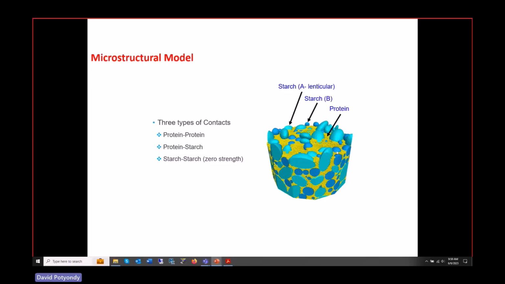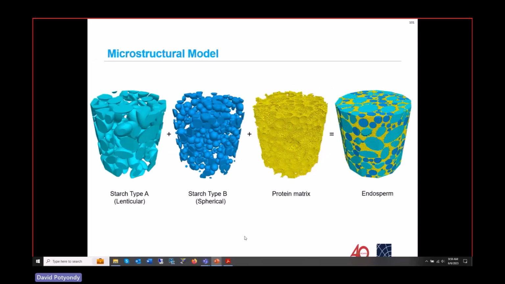And so we basically create these bigger particles that are the starch. We flood the system with protein. We squeeze it. We get it packed. And now we give different properties to the yellow guys and different properties to these. You get the idea, right? We give different properties to different parts. So this is what that looks like. There's the result.